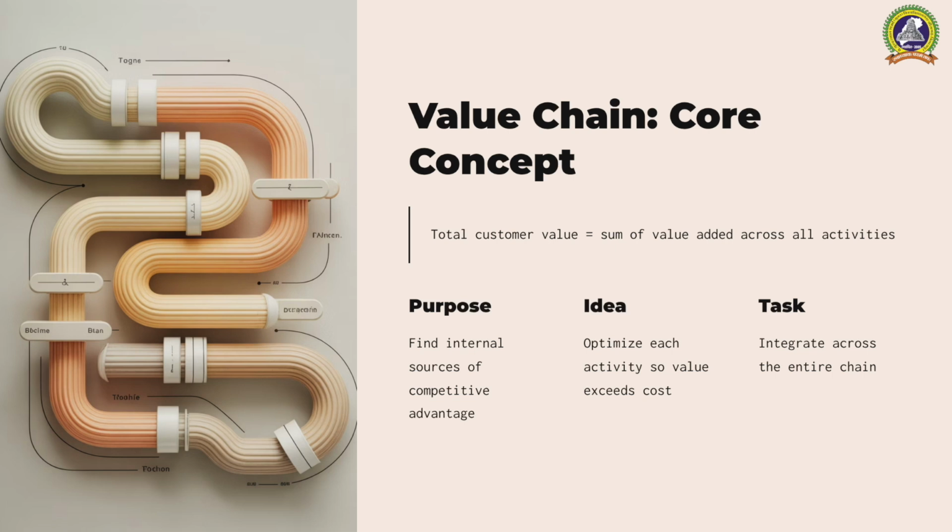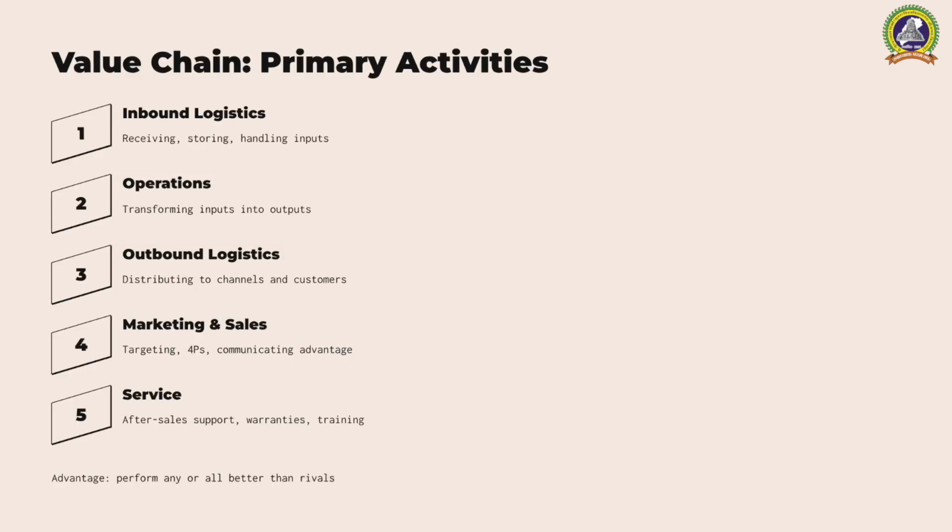So, to analyze this, Porter split the organization's activities into two categories. The first one is primary activities and the second one is support activities. Let's first look at primary activities. These are the activities that are directly involved in the creation, sale, and transfer of the product to the buyer.